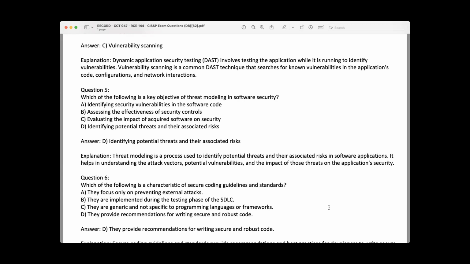The answer is D, identifying potential threats and their associated risks. So threat modeling is a process for identifying potential threats and their associated risks in software applications. It does help you understand the attack vectors, potential vulnerabilities, and what the potential impacts are in the event that the threat was successful. Again, the answer is D, identifying potential threats and the associated risks.